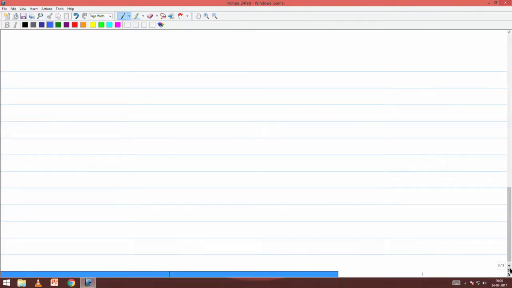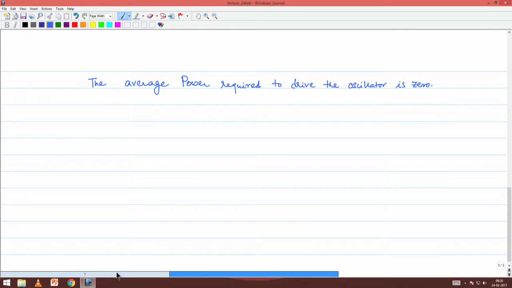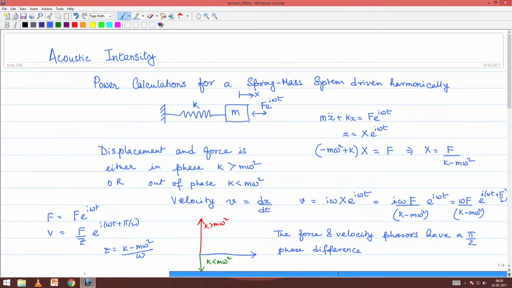So, therefore, we conclude that the average power required to drive the oscillator is 0, and this should be no surprise even from a physical principle, because there are no energy dissipation mechanisms present here. In this spring mass system there is absolutely no energy dissipation mechanism. The energy dissipation mechanism will be in the form of a damper. A damper represents a loss of energy.